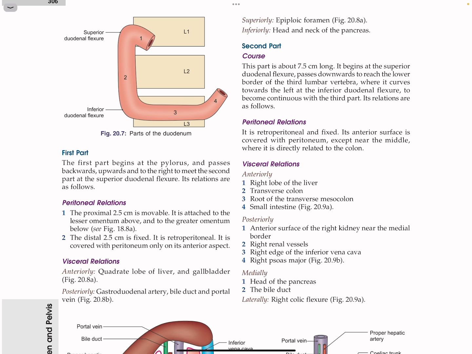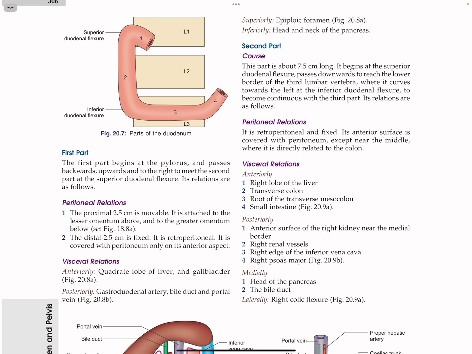Peritoneal relations of the second part of duodenum. It is retroperitoneal and is fixed. Its anterior surface is covered with peritoneum except near the middle, where it is directly related to the colon. Visceral relations of the second part of duodenum.